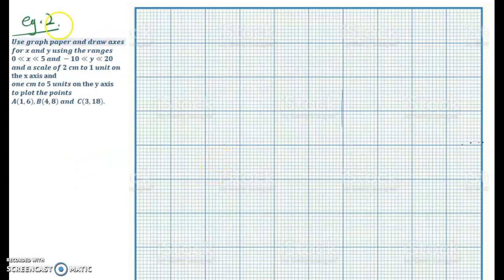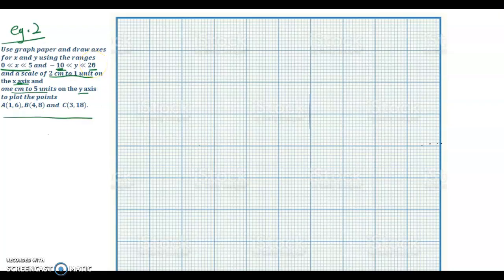So now we're on to example 2. Example 2 says we're using graph paper again to draw these axes for x and y. Now x is just from 0 to 5. So it means that I don't need a negative value for x, right? So I don't need the negative section. And y is from -10 to 20. So I do need part of the negative section for y. And a scale of 2 centimeters for 1 unit on the x-axis and 1 centimeter for 5 units on the y-axis.